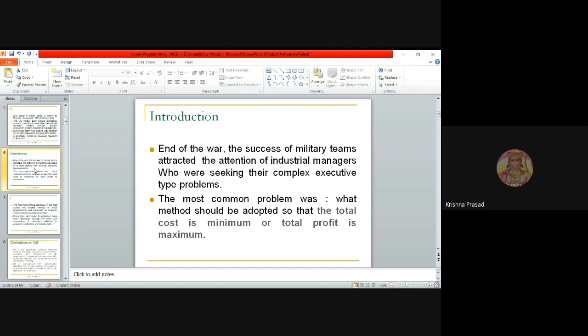The most common problem was what method should be adopted. We are going to talk about two things: whether cost is minimum or total profit is maximum. In these problems, you can find out only two things: whether you can cut down the cost, or whether you can increase the profitability. Only two things, not more than that. This is very important.